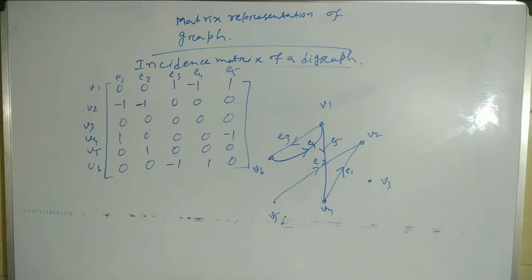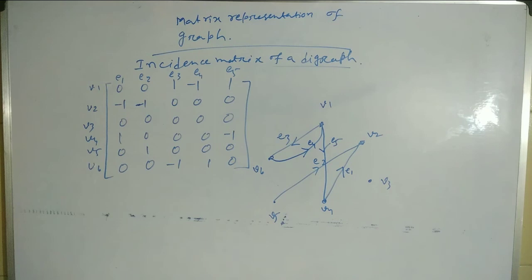This will not be a problem for writing the matrix or graph. It may be a connected graph or a disconnected graph. The procedure is the same. So this was the procedure of how to draw the digraph if the incidence matrix is given.